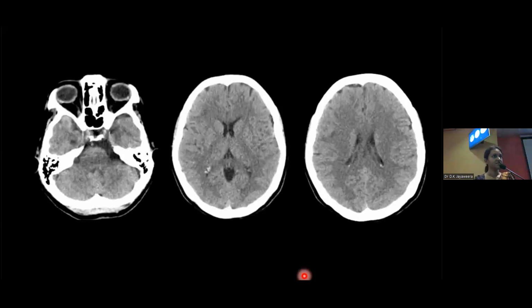This is a CT. I've provided several cuts. Do you see the SAH here? The answer is no, because this is a normal CT brain.